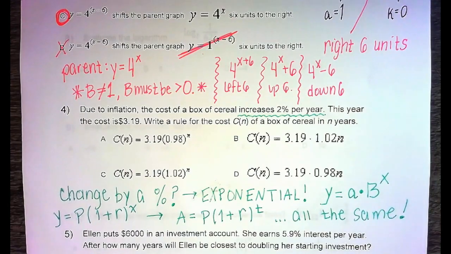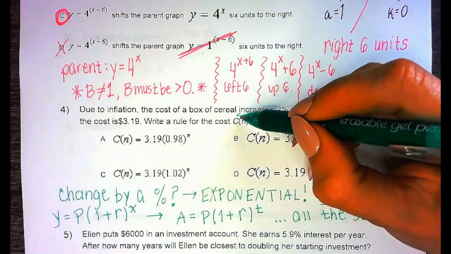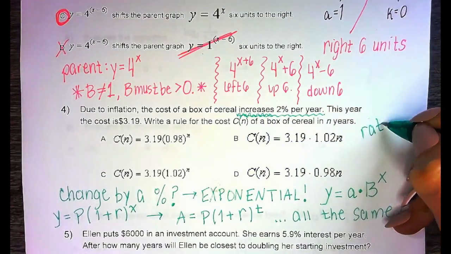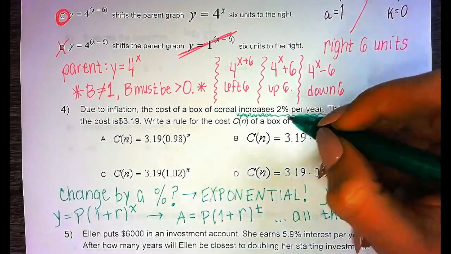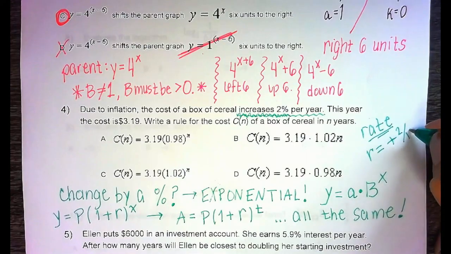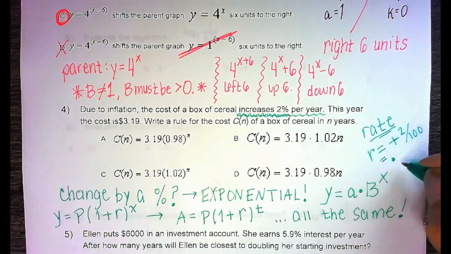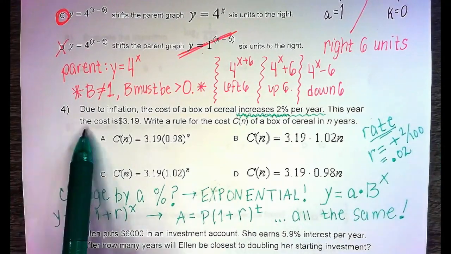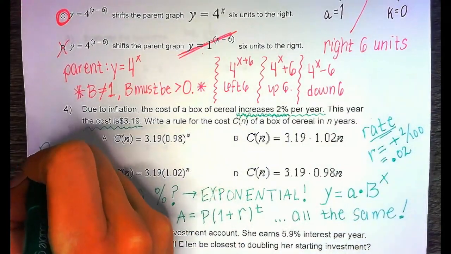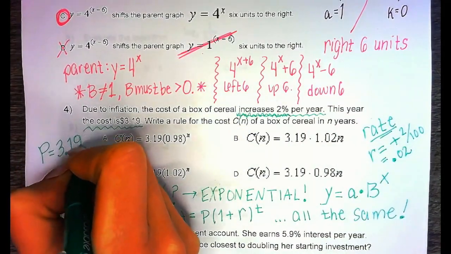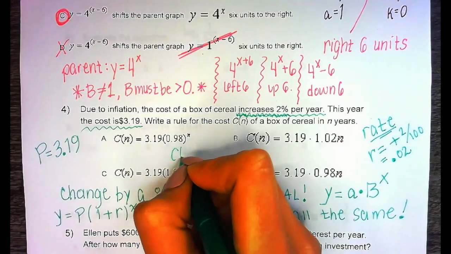Now, as we analyze our rate, we see that we are increasing, which means positive, by 2% per year. 2% means 2 out of 100, and 2 divided by 100 gives us the decimal 0.02, or 2 hundredths. The cost initially started at $3.19, which gave us p equals 3.19.